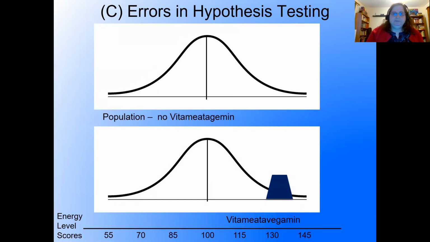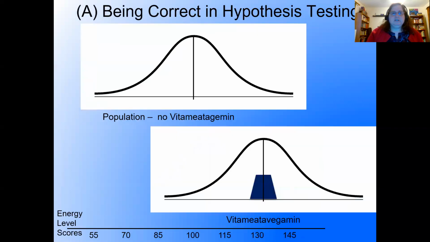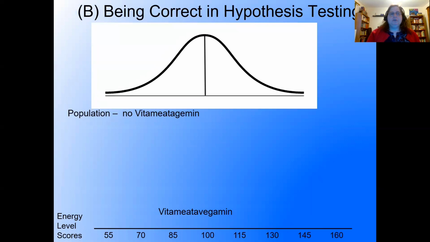Okay. Now let's look at something else. Let's go back. Okay. Let's go right here. Okay. So now let's look at our population once again with no vitamin. And let's look at the folks who actually took vitamin. Now in this case, I have my little sample here. Again, my blue trapezoid is my little sample.